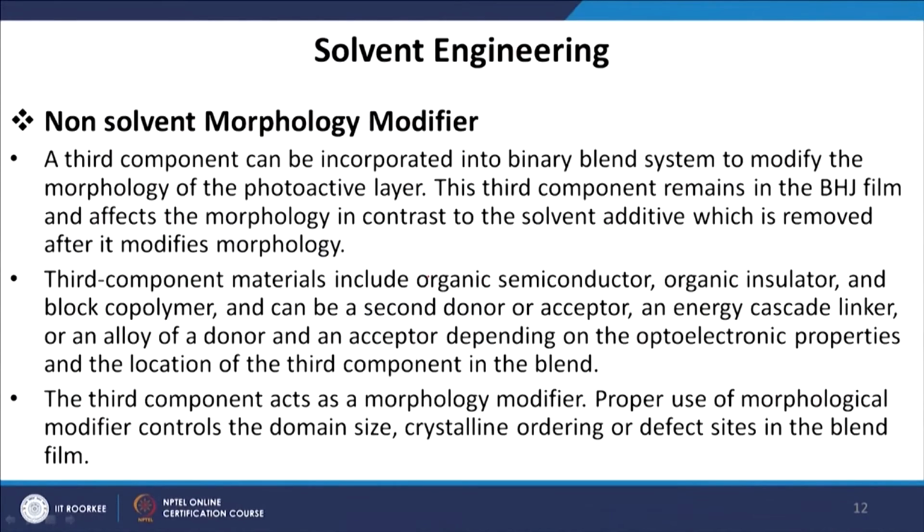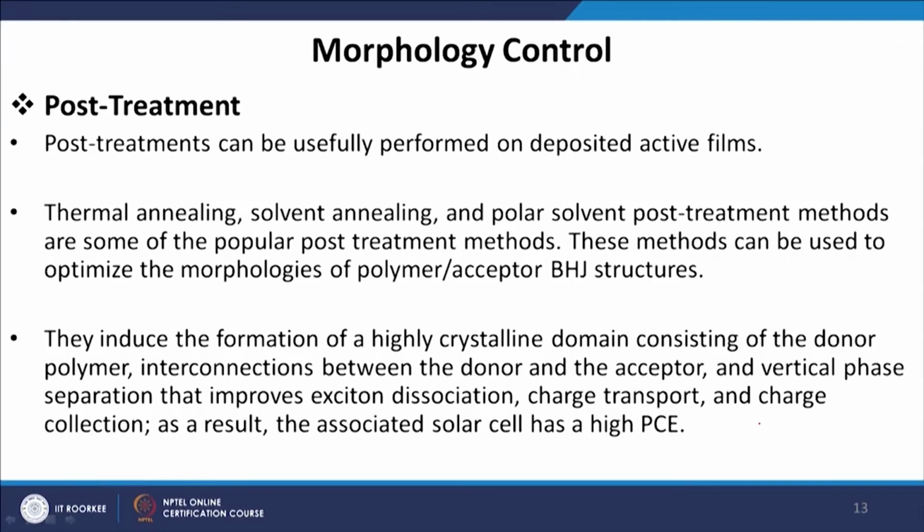The third component acts as a morphology modifier. Proper use of a morphological modifier controls the domain size, which is very important, and the crystalline ordering or defect sites in the blend films. We do not need a lot of defects. If there are a lot of defect states, that means there are a lot of trap states, which leads to electron-hole recombination. So, to minimize this we add this third solvent. Well, as I mentioned, there are several other techniques, for example, post treatment.